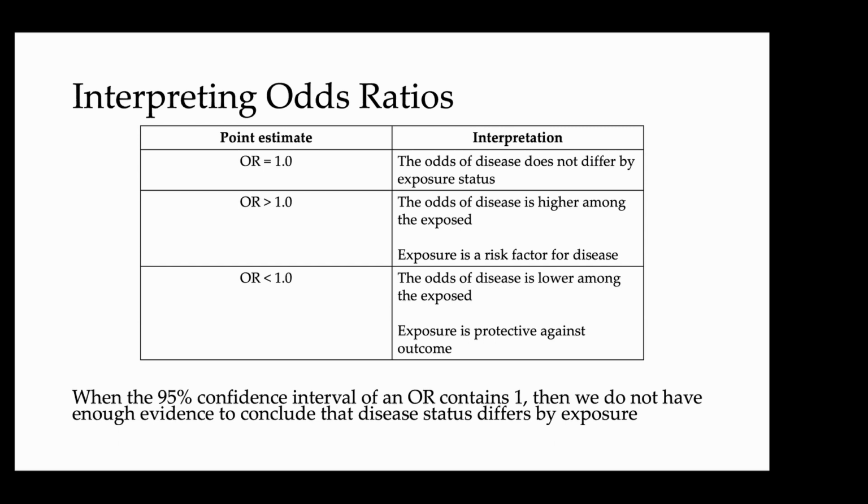So basically, our point estimate may be greater than 1 or less than 1, but if that confidence interval contains 1, we don't really have enough evidence to conclude that the disease will differ by exposure status. I don't really touch on confidence intervals too much in this presentation, but I just wanted to lay that foundation.